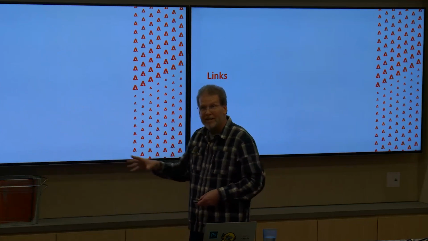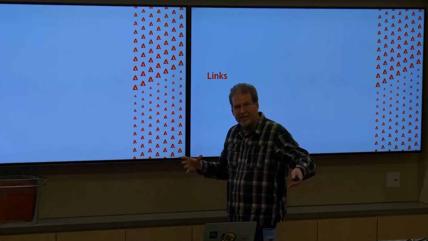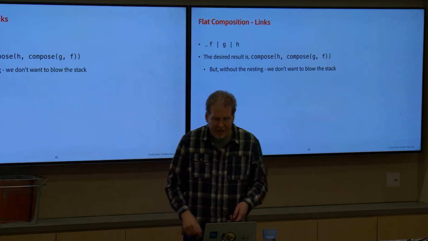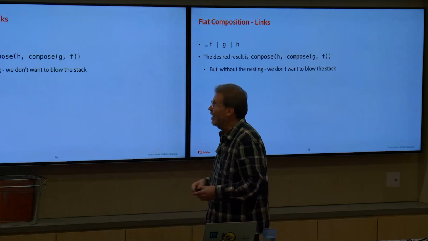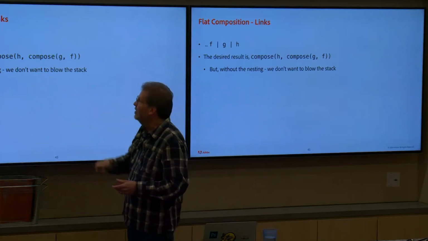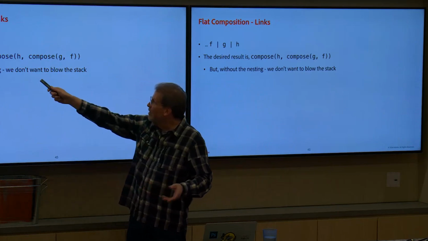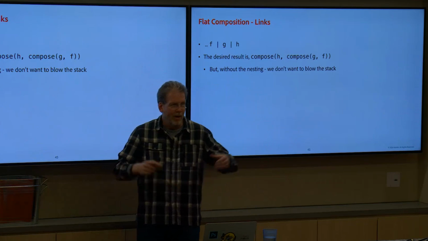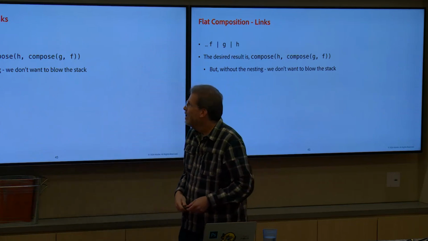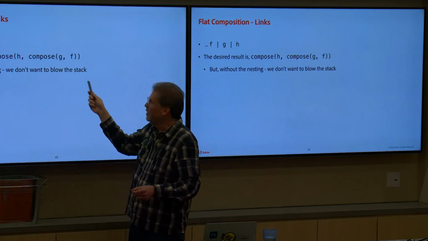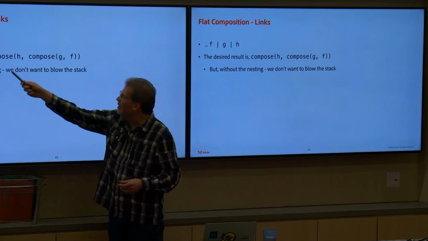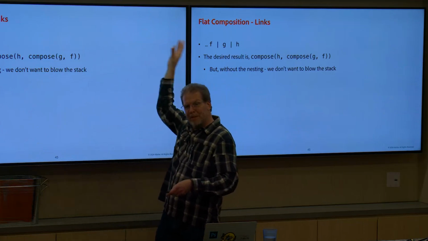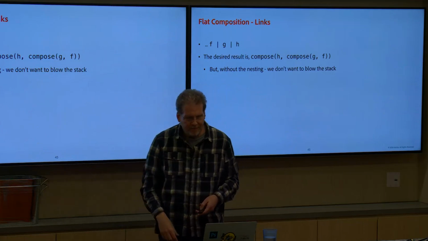Okay, and this is where we actually get to start talking about chains. So let's start flat. F pipe to G, pipe to H. The desired result of this is that we have compose H, compose G, compose F. Okay, we want to just compose those things together. But we want to do it without nesting so we don't blow out the stack. So we don't actually want compose, compose, compose, compose. Okay, and we want to be able to keep building this up more and more and more.